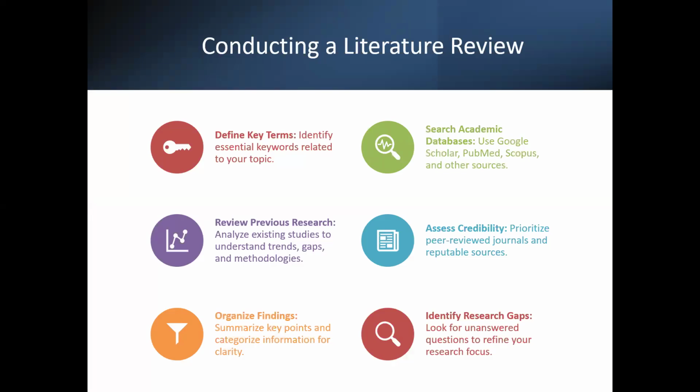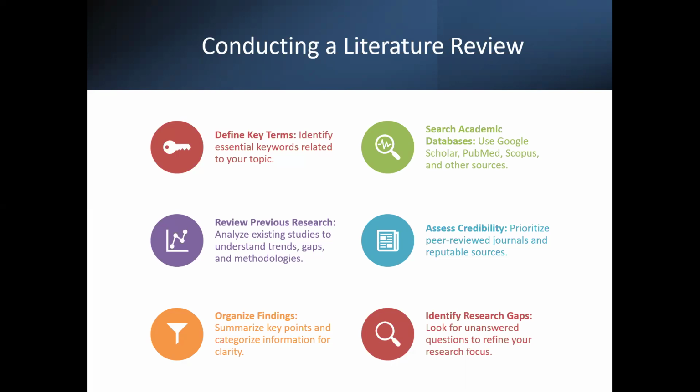After that, we will study how to conduct a literature review, or how you can work on a literature review. You have to define the key terms and identify essential keywords related to your topic. Say you want to work on cardiology or CVDs, cardiovascular diseases. You first have to define your topic and essential keywords related to it, and then search different academic databases. You have to use Google Scholar, PubMed, Scopus, and other sources to find related articles and data, and then review the previous research and analyze existing studies to understand the trends, the gaps, and the methodologies which were used in that previous research.